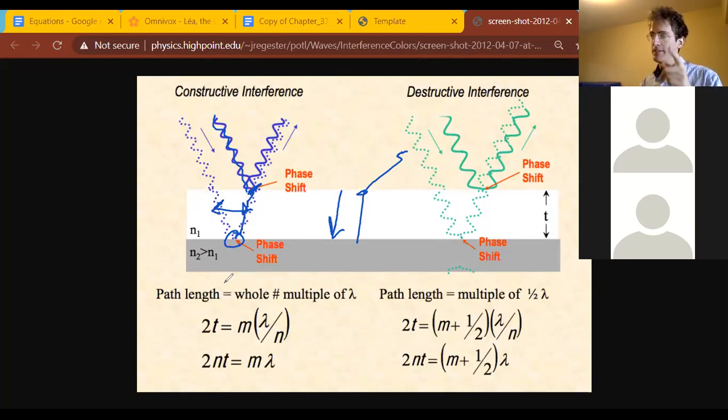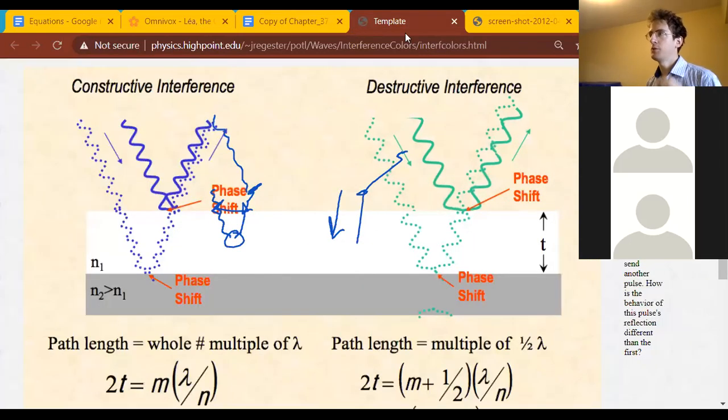Be careful though, because while the ray travels inside this medium, its wavelength changes. So you can't just use lambda, you have to divide lambda by the index of refraction of that medium to do it properly. Now, for destructive interference, the path difference just has to be a half wavelength integer. So n plus 1/2.